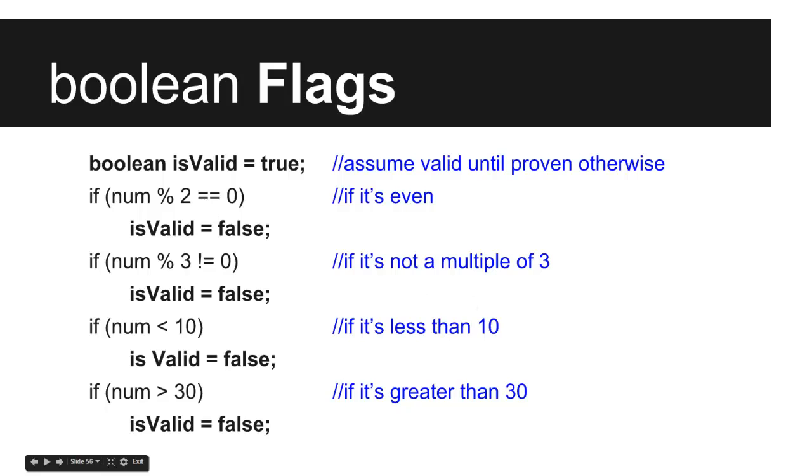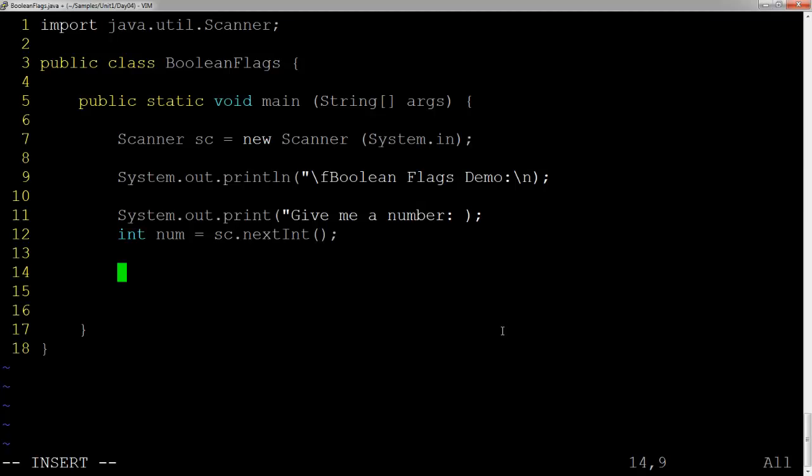Let's put this into play real fast. Okay, so we've got a new class. It's public class BooleanFlags. So we'll import the scanner, declare the main method, create the scanner, do a quick output of a title, ask the user for a number, and then we'll roll from here.